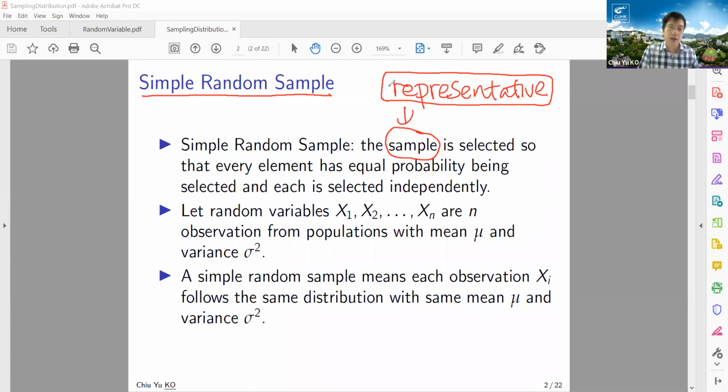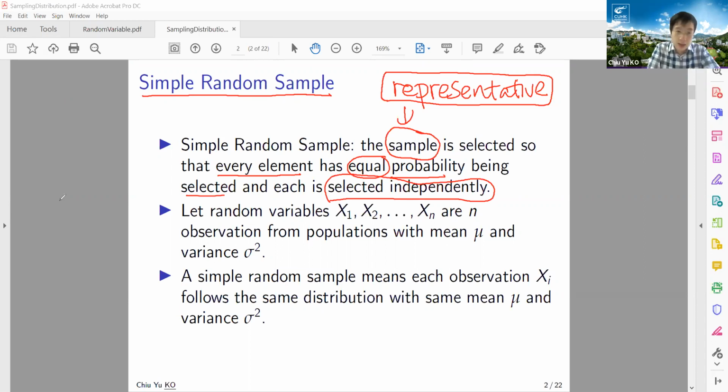So if you want to get some opinion or get some idea of what's going on, the sample must be representative. The basic thing is to make sure every element has equal probability of being selected and is selected independently. By doing so, you get a sample that will be representative. But selecting equally and independently is a very hard idea.